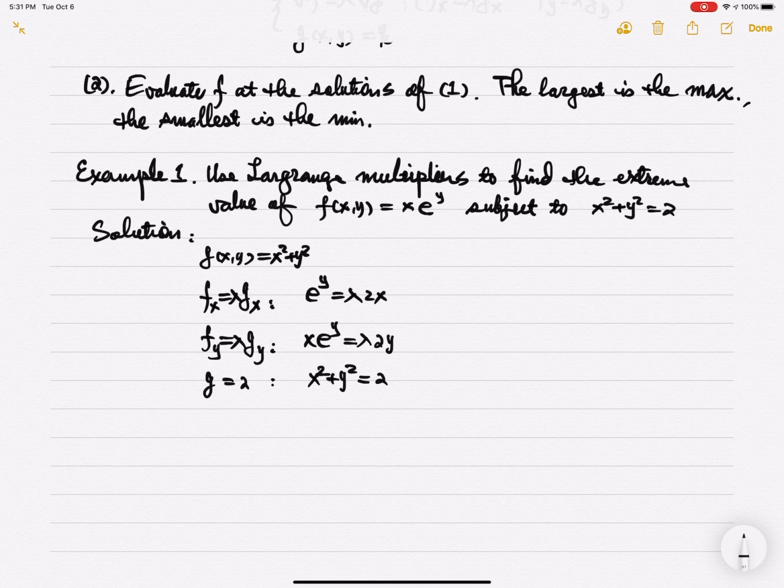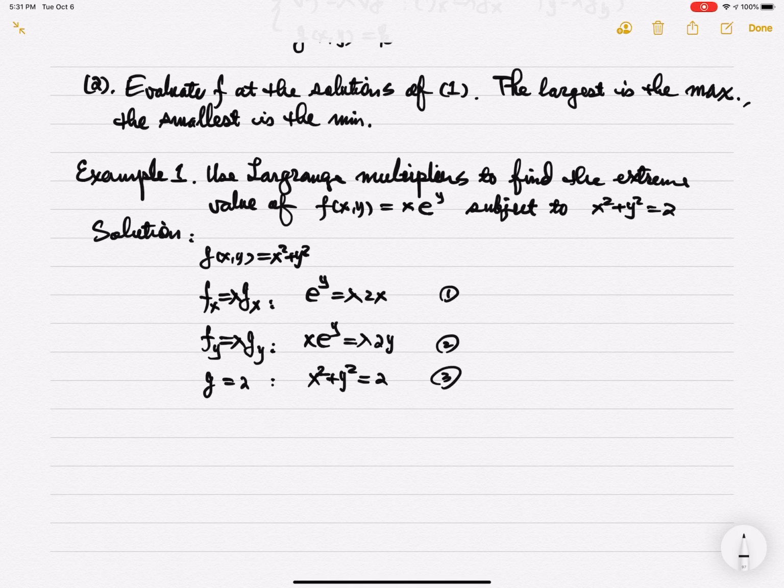Now notice we have 3 equations, 3 variables: x, y, and lambda. But we don't have to evaluate lambda. We only need to find x and y. Sometimes we don't need to find lambda, and sometimes we use the lambda value to find x or y. Now here this is equation 1, this is equation 2, this is equation 3.